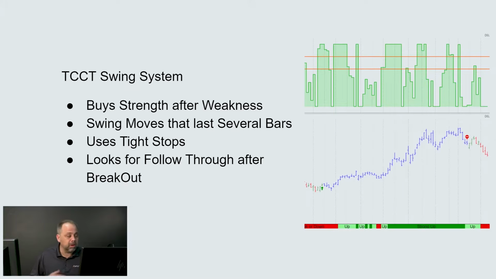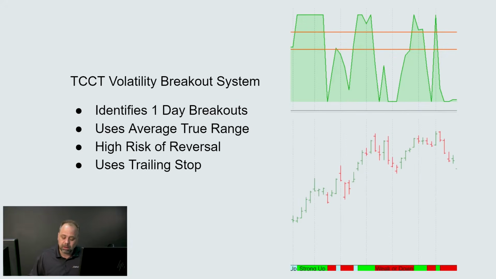Our swing system is going to be a little bit more of a shorter term system. It's designed to look at swings. The idea behind that is it's going to buy strength after weakness. It's going to look for swing moves that last for several bars. It uses tighter stops, obviously, because it's a shorter term system. What it's basically looking for is follow through after a breakout or after a breakout signal.